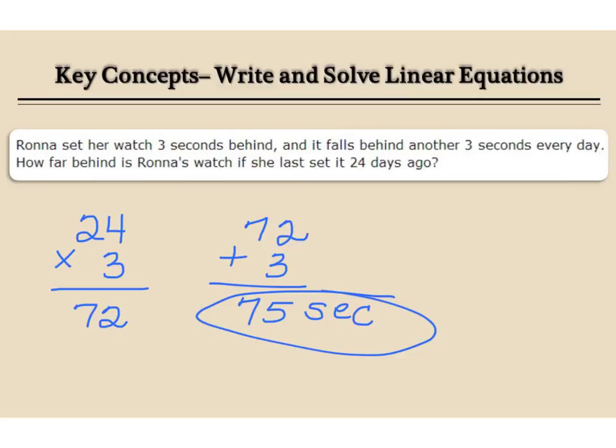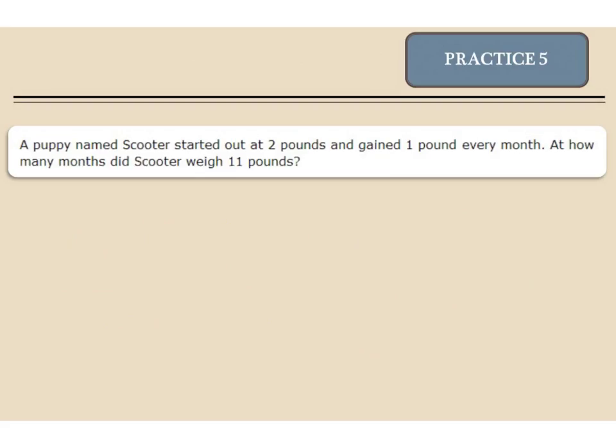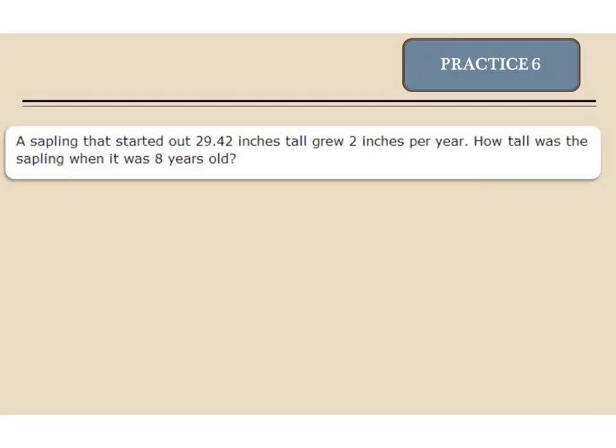Now it's your turn. Practice 5. A puppy named Scooter started out at 2 pounds and gained 1 pound every month. At how many months did Scooter weigh 11 pounds? Practice 6. A sapling that started out 29.42 inches tall grew 2 inches per year. How tall was this sapling when it was 8 years old?